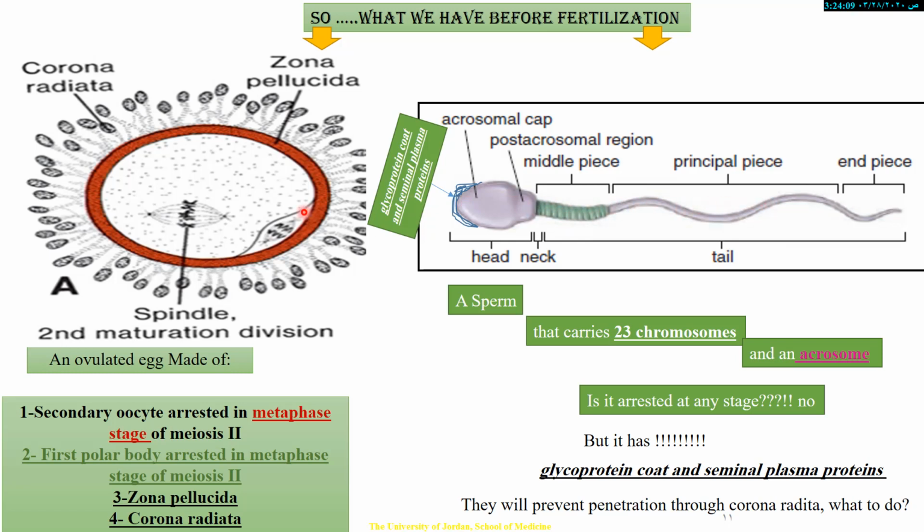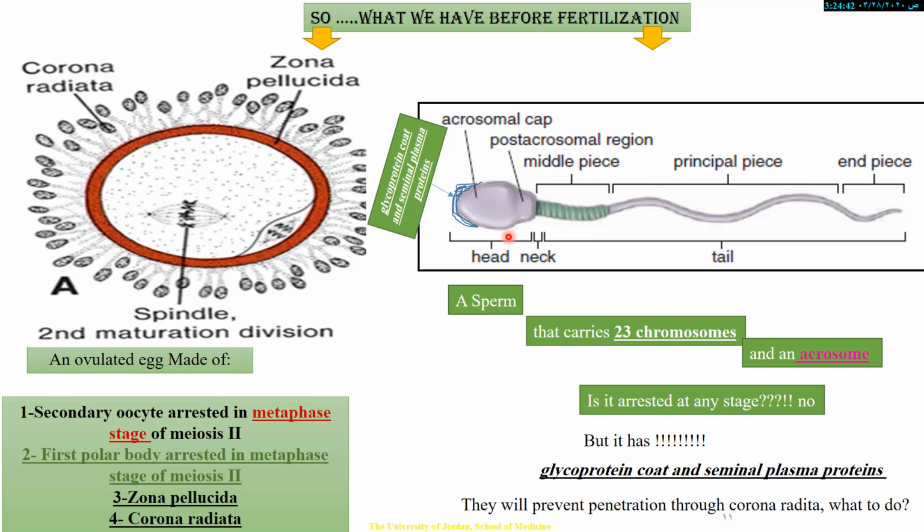So if we compare the oocyte at this time and the sperm, it seems that the sperm is ready chromosomally, and the shape is ready. However, having said that, you need to understand that on the top of the sperm there is a glycoprotein coat and seminal plasma proteins. These will prevent, as you can see here, penetration through the corona radiata.